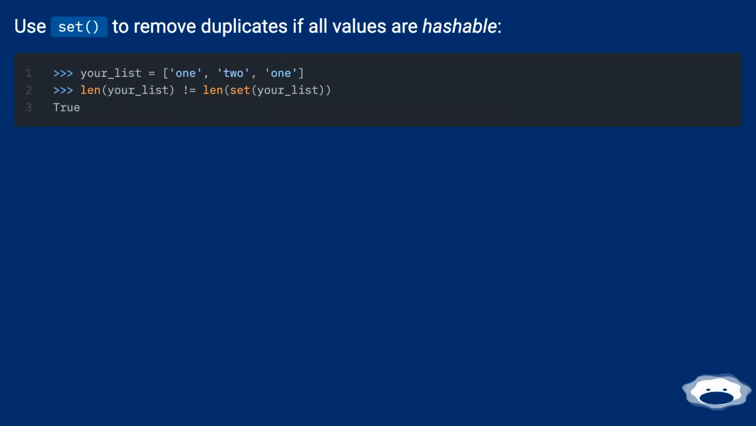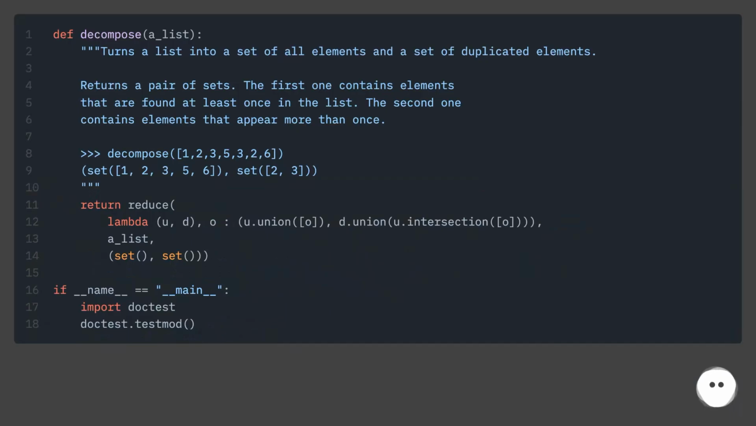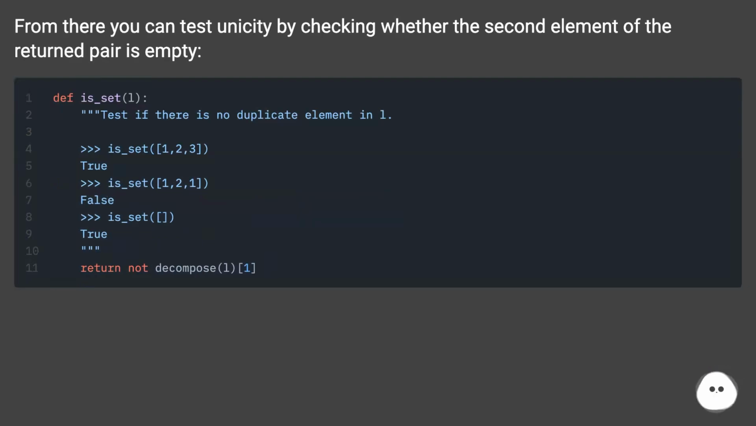Use set to remove duplicates if all values are hashable. If you are fond of functional programming style, here is a useful function, self-documented and tested code using doctest. From there you can test unicity by checking whether the second element of the returned pair is empty.